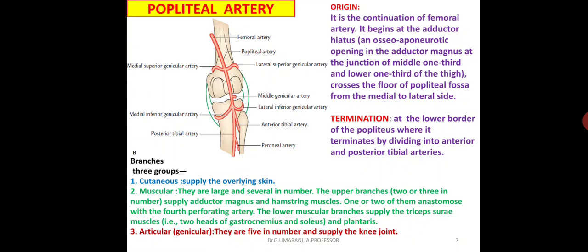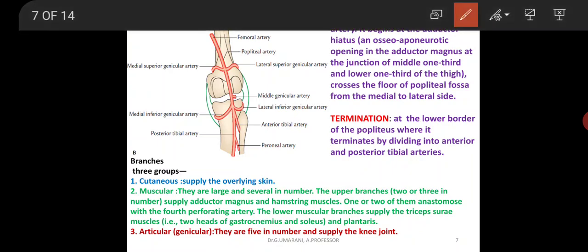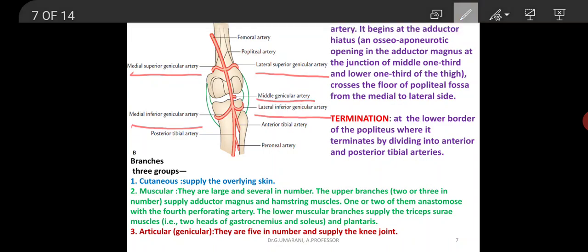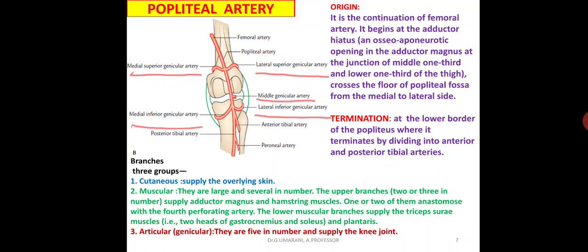Then the articular branches, they are 5 in number and they supply the knee joint: the medial superior genicular artery, then the lateral superior genicular artery, then the medial inferior genicular artery, the lateral inferior genicular artery, and the middle genicular artery. So all these 5 genicular arteries supply the knee joint. And the terminal branches, as you know, the popliteal artery ends by dividing into the anterior and posterior tibial arteries. So this is about the popliteal artery.